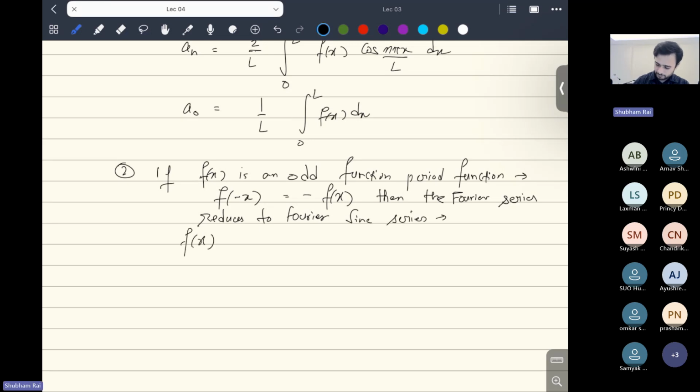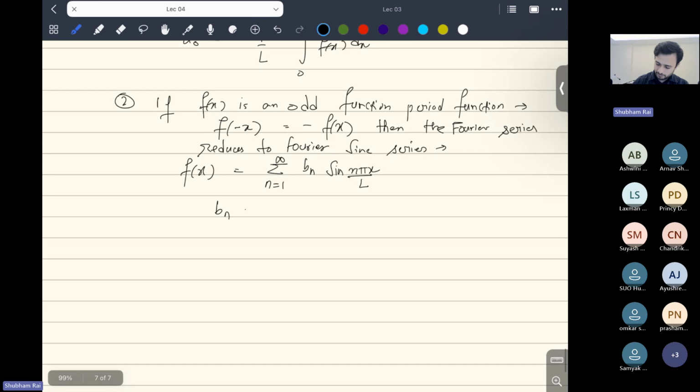So now your f of x will be given by the sum for n equal to 1 to infinity of bn sine n pi x by L. Okay, and then your bn will be, because a0 and an will go to 0, given by 2 by L, 0 to L, f of x sine n pi x by L. Okay.